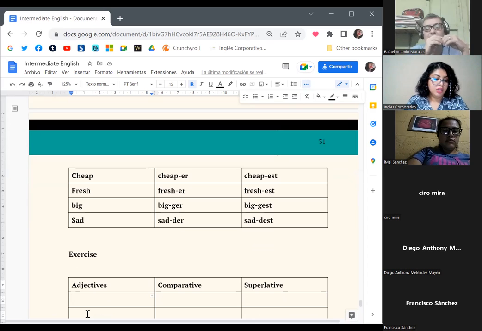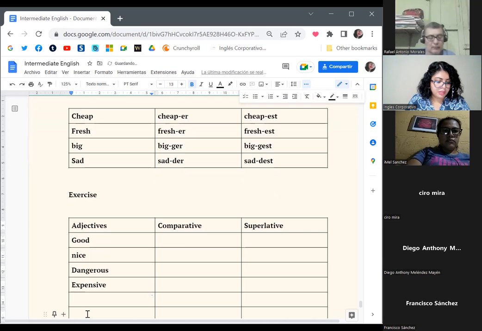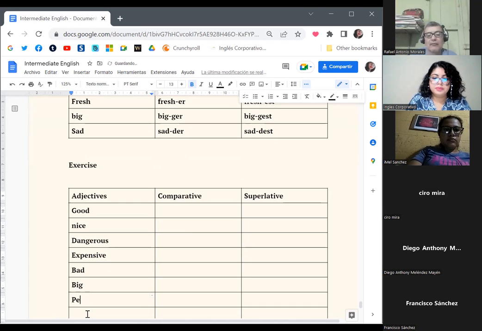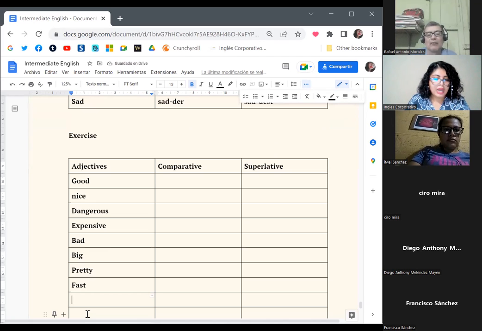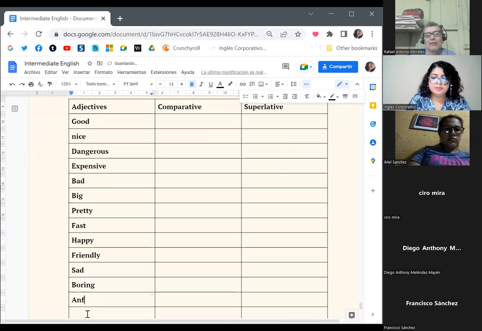I have in the table. So I have good, nice, dangerous, expensive, bad, big, pretty, fast, happy, friendly, sad, boring, angry, and funny. So here we have the adjectives.